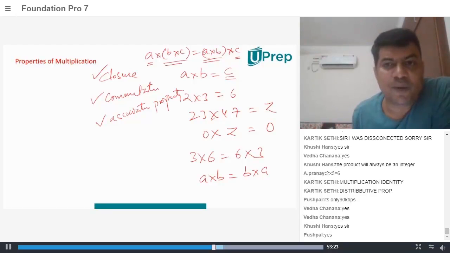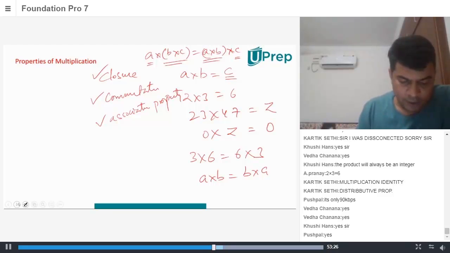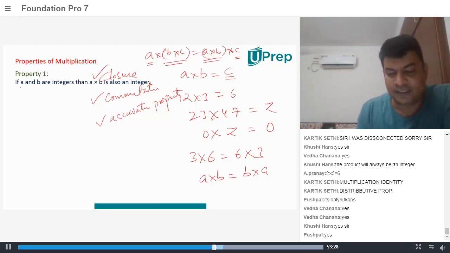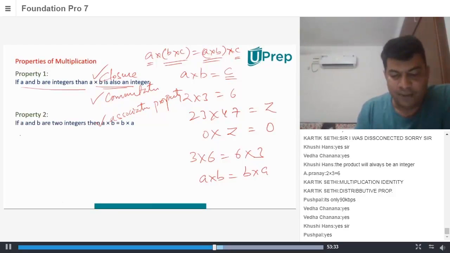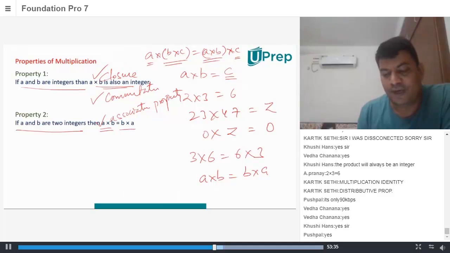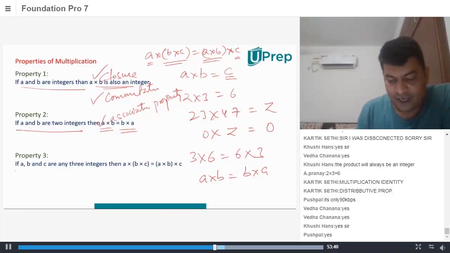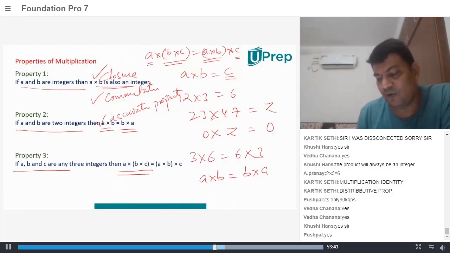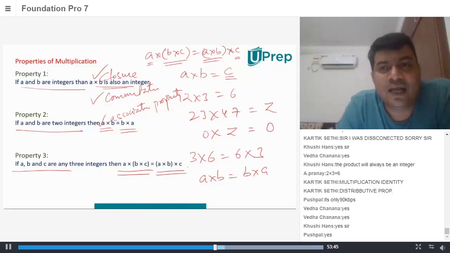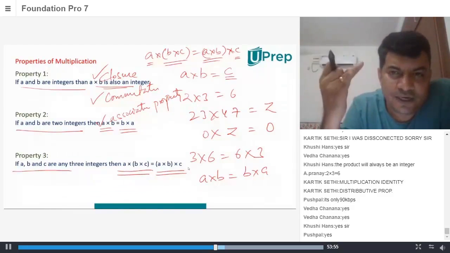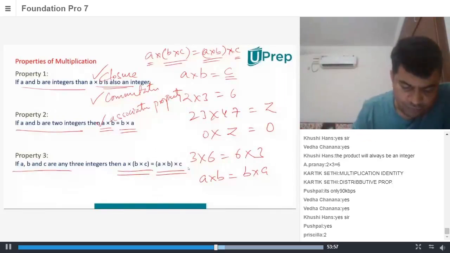We have already learned these properties, so I'll not waste time and will run through this quickly. If a and b are integers, then a into b is also an integer. That's closure property. If a and b are two integers, a into b is equal to b into a, that is commutative property. If a, b, c are integers, then a into b into c is equal to a into b into c. Therefore, it's an associative property. So multiplication of integers holds closure, associative and commutative properties. Let's go further.